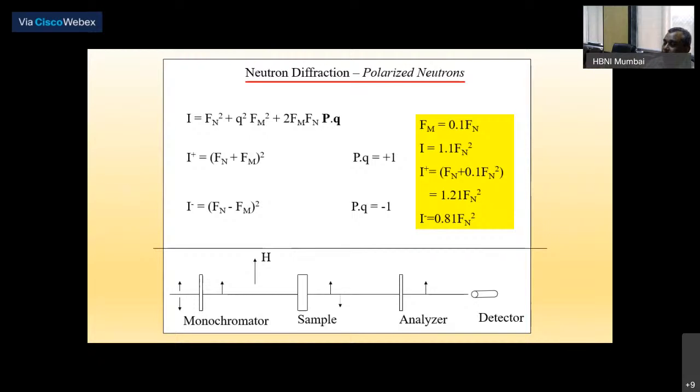When you do that, when it is plus up, it is adding to the nuclear intensity. When it is minus, then it is subtracting from the nuclear intensity, and you will see a variation in intensity with respect to the polarization of the neutrons, and you can fit the structure.